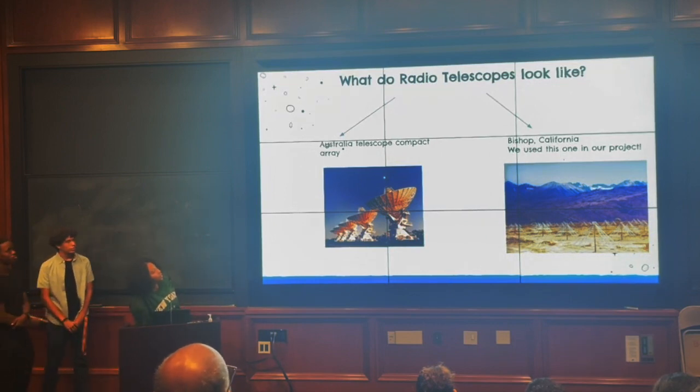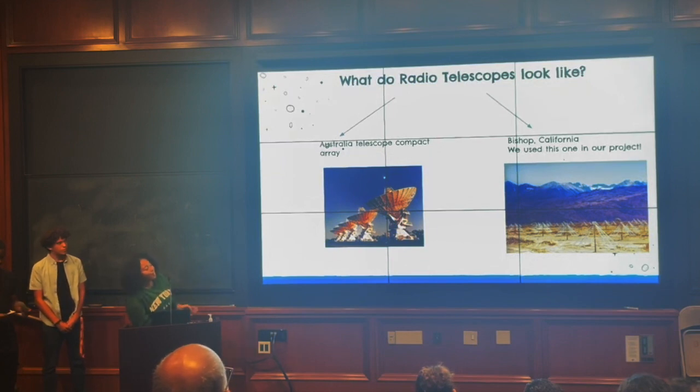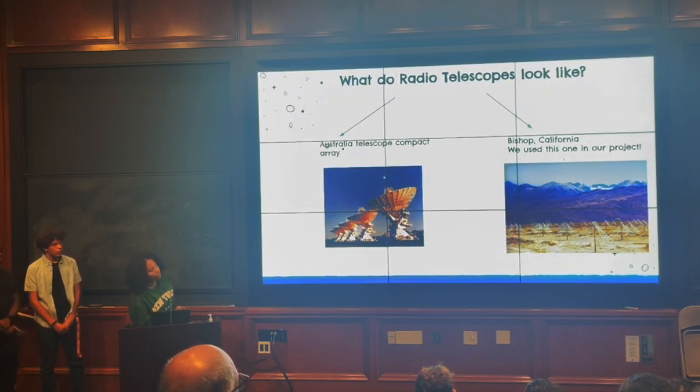The picture on the left shows what a radio telescope looks like. The one on the left is located in Australia, and it's a compact array, shaped like a dish. Whilst the one on the right is located in Bishop, California, and it is only used for our project and shaped like angel wings.